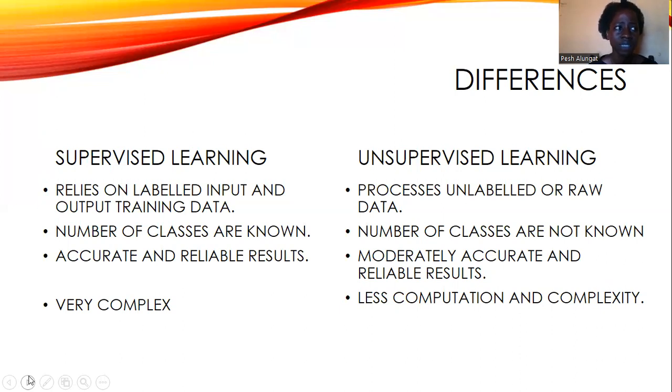It's complex because in supervised learning, we carry out different comparisons, computations, verifying stuff, whereby it will become very complex at the end of the day. Unsupervised learning does not necessarily need as many computations. At the end of the day, you'll find that supervised learning will have accurate and reliable results, which is not the case for unsupervised learning.